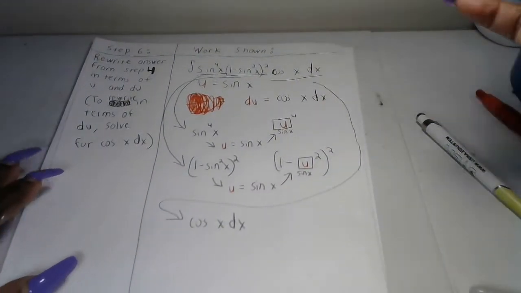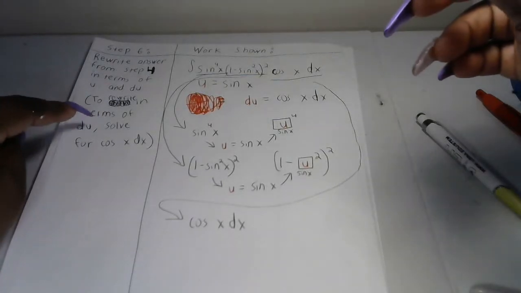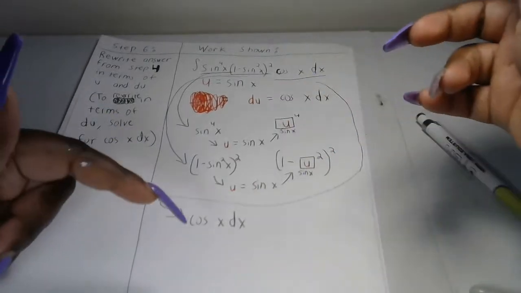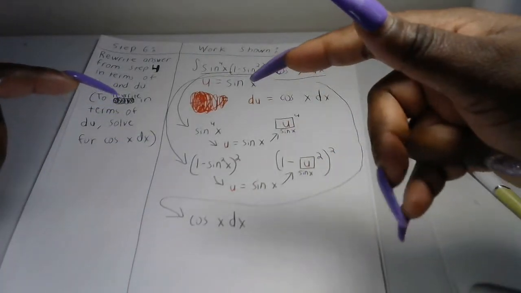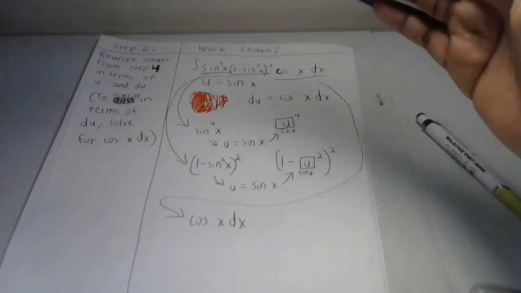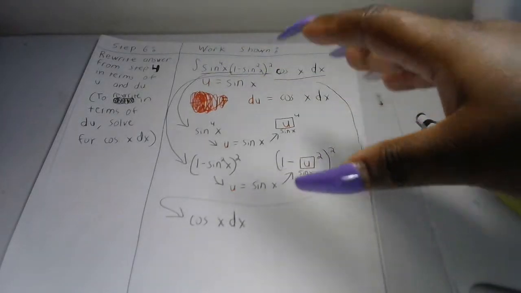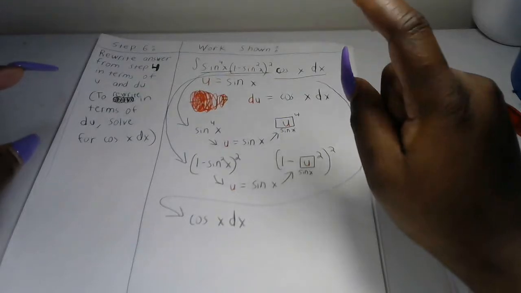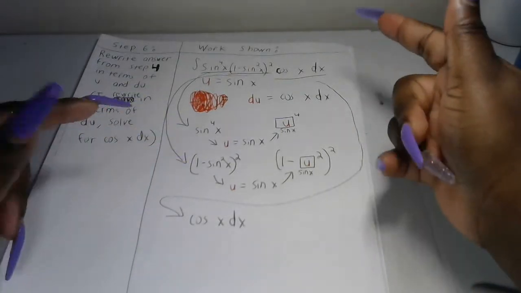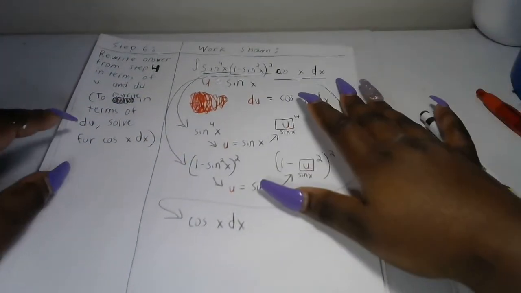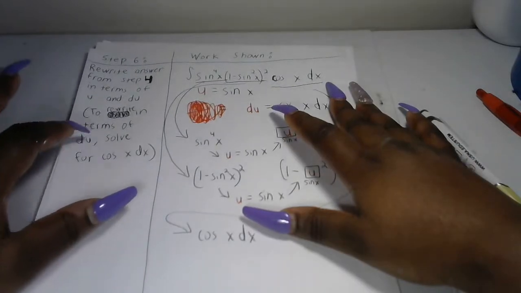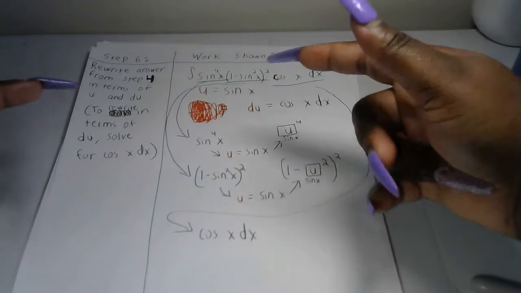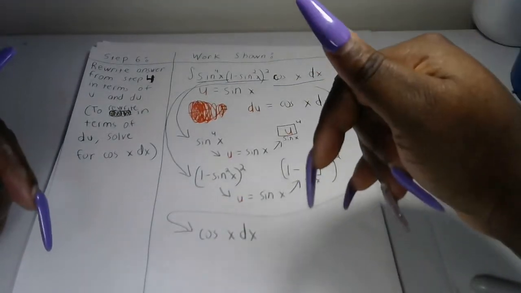In scenario 1, to rewrite in terms of du, we had to solve for sine x dx, and in that scenario it was negative because the derivative of the cosine was negative sine, so there was a negative number there. So to rewrite in terms of du, we had to solve for something else. But this time it's a little easier because the derivative of sine is positive cosine.